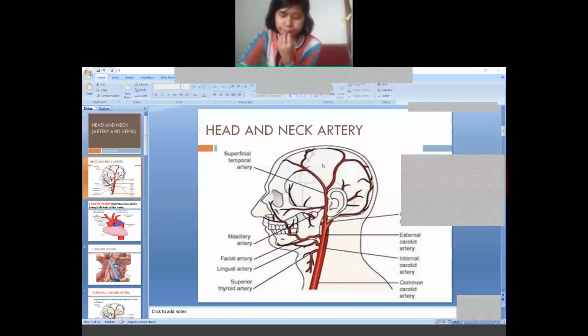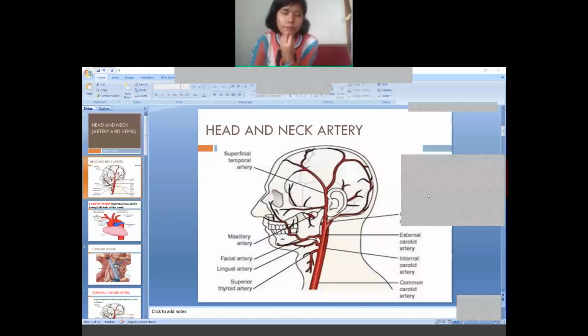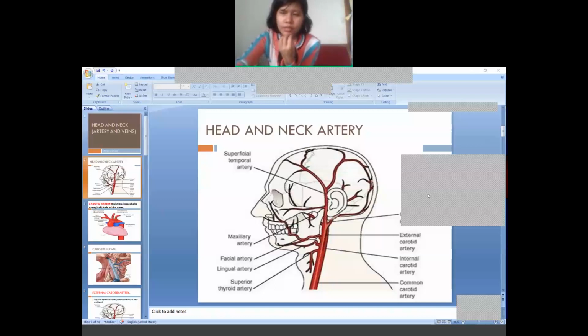Okay, the next, Darshana. Okay, Darshana, can you tell me, this carotid artery is divided into how many parts? Two parts. Can you name the left and right carotid artery? Left and right, what? Left and right common carotid artery, no? Okay.